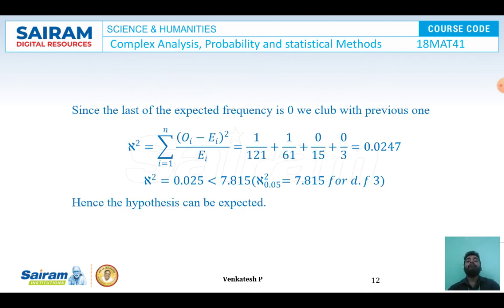So now I am going to test the hypothesis with the chi-square formula. So we have chi-square is equal to summation i from 1 to n (Oi minus Ei) whole square divided by Ei. So this will be equal to 1 by 121 plus 1 by 61 plus 0 by 15 plus 0 by 3. So it will be equal to 0.0247. So this 0.0247 is less than 7.815 at 3 degrees of freedom. Hence we can say that the hypothesis is accepted and it is true.